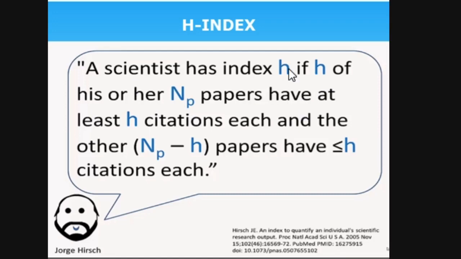So I am having an H index of some number, let it be 1, 5 or whatever number. A scientist has H index of, let us say, 5. Remember, a scientist has H index 5 if 5 of his or her papers have at least 5 citations, and the other papers have less than or equal to 5. This is the proper definition, and when you see it with an example, you will definitely understand.